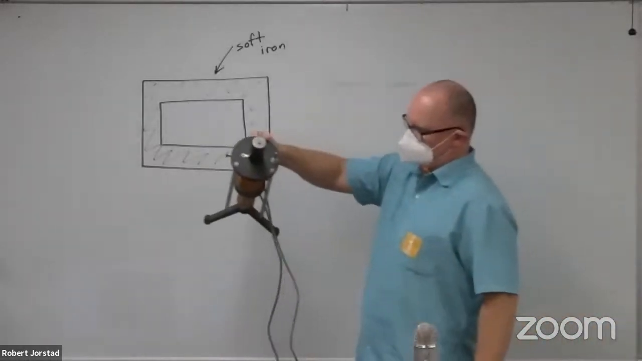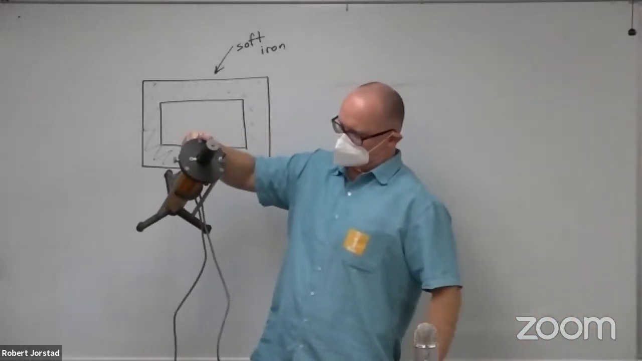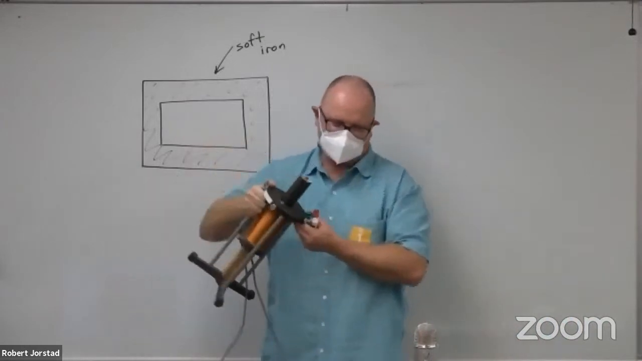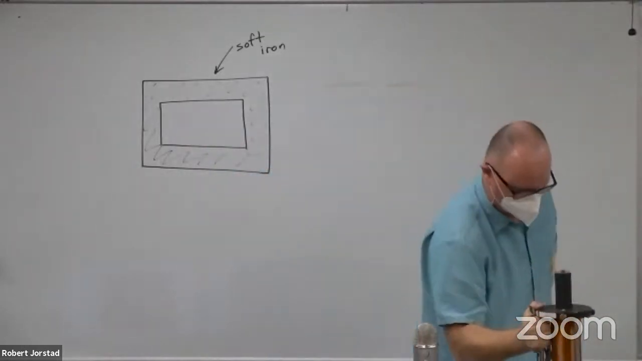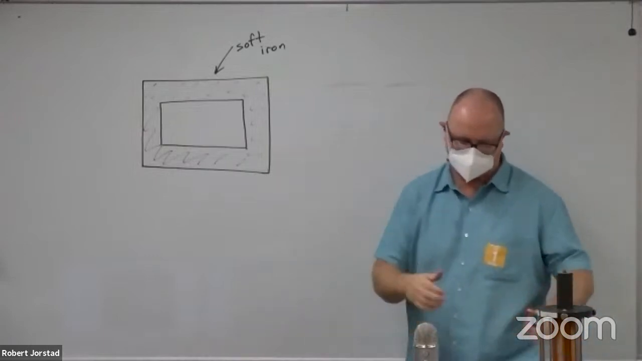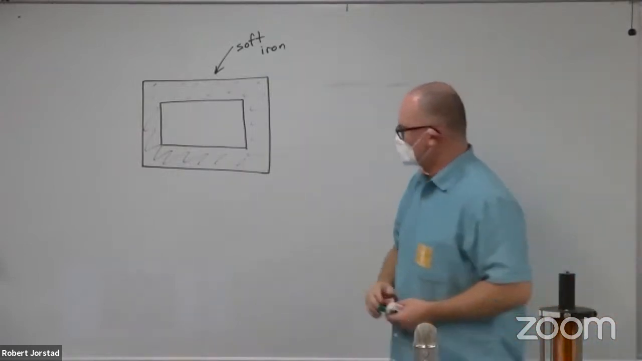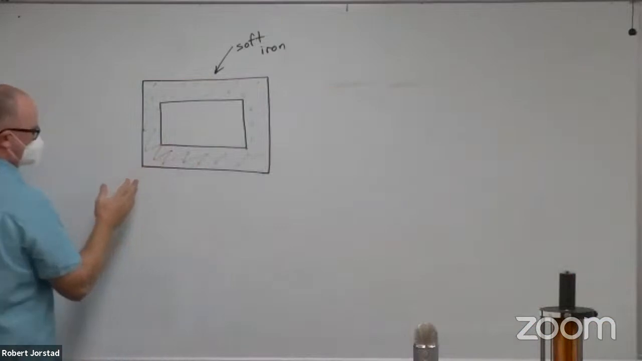Right, the iron core here. The iron is easily magnetizable, but it amplifies the magnetic field and it traps the flux, right? So we like to say that the magnetic flux is trapped.